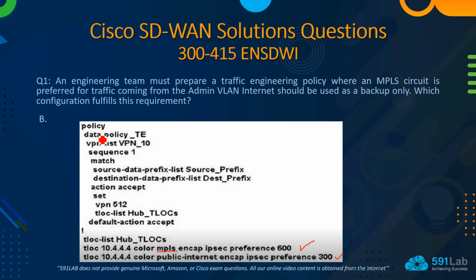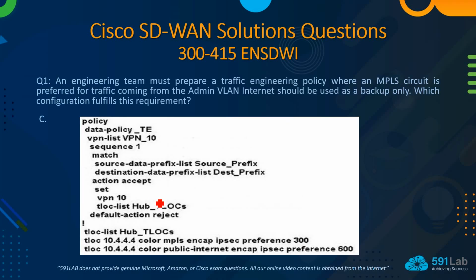At the policy, we have the data policy, VPN list, VPN 10, which is service policy. Sequence 1, match source data prefix list with specific source prefix. Destination data prefix list with specific destination prefix. And the action to accept, set VPN 512. 512 is management, out of band management VPN, so we cannot use it here. So B also is not the correct answer. Let's move to C.